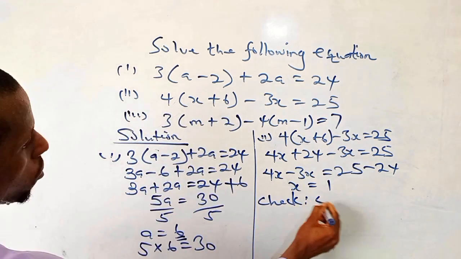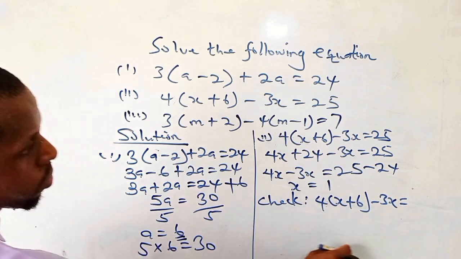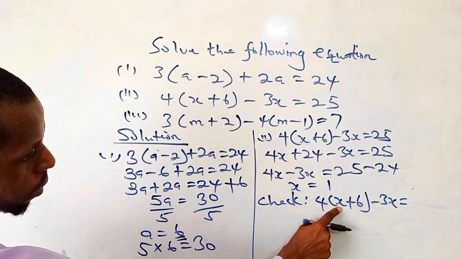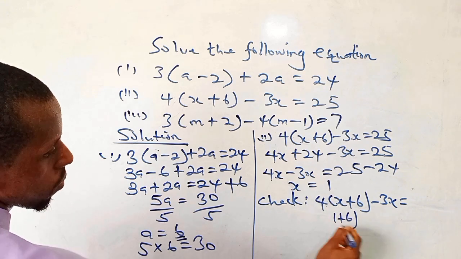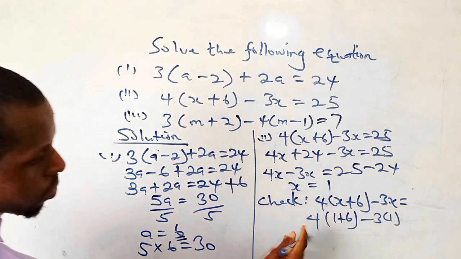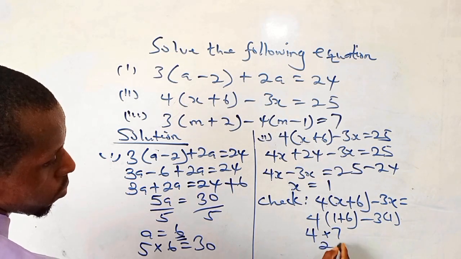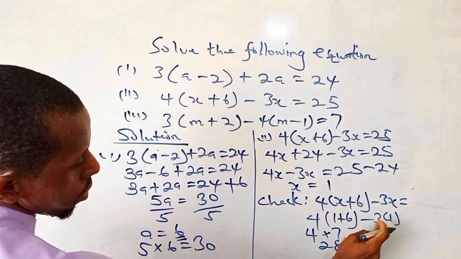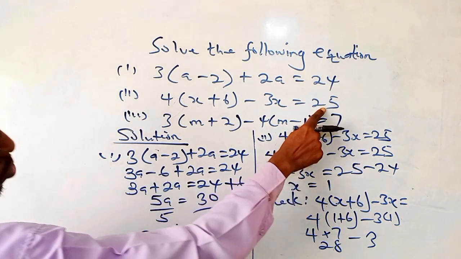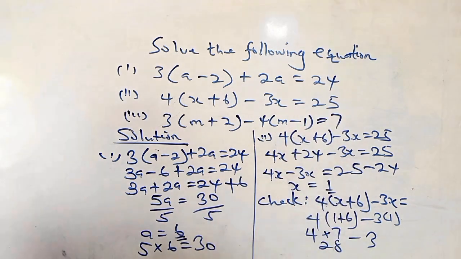From 4 into x plus 6 minus 3x, we have to look for 25. So for x to be 1, we have 1 plus 6 times 4 minus 3 times 1, which is 3x. So 1 plus 6 is 7. When you multiply it by 4, you have 28, minus 3 times 1 is 3. So when you subtract 3 from 28, you have 25 as your answer. That means the value of x is 1.